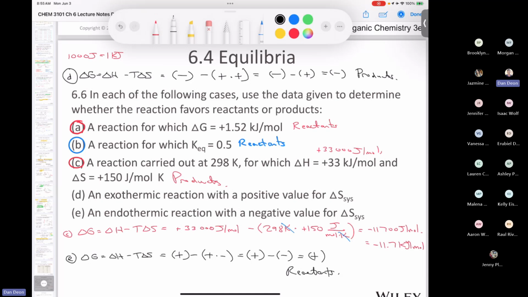Everybody with me on those? Any questions about those? Give me a thumbs up if you're with me on those. Yes? Okay, a couple. Good. So that's what you're expected to know about equilibria. Make sure you memorize the formula if you don't remember it already. Delta G is equal to delta H minus T delta S. Very important formula.